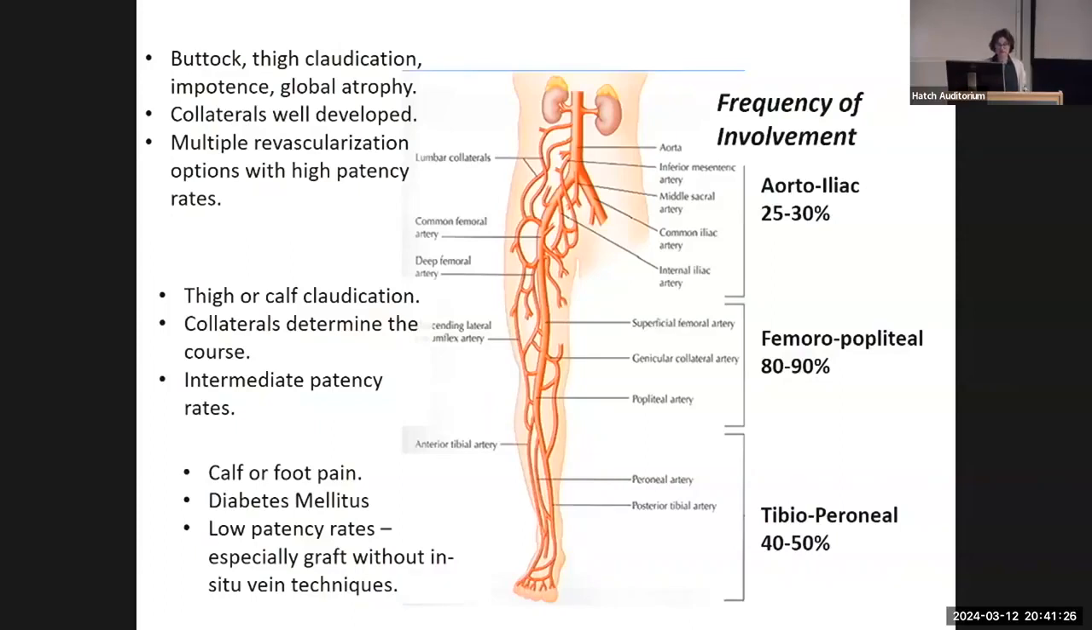So in the aortoiliac regions, collaterals are typically pretty well developed, but if patients do have significant symptoms, the revascularization options have very high patency rates. Down in the femoral popliteal region, the profunda is the great collateral, and that will dictate the patient's presentation a lot. And our patency rates for revascularization are lower than the aortoiliac, but better than below the knee. Below the knee are typically the area where we have our diabetic, CKD patients with disease. There's very low patency rates in this area. Patients will present with calf or foot claudication or pain.